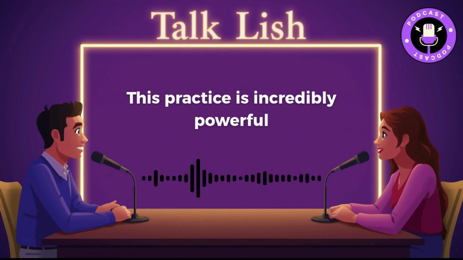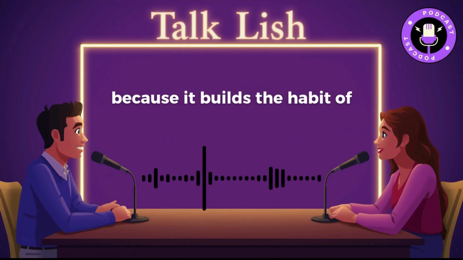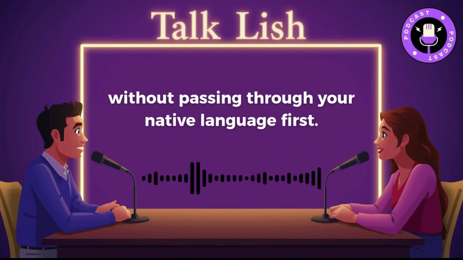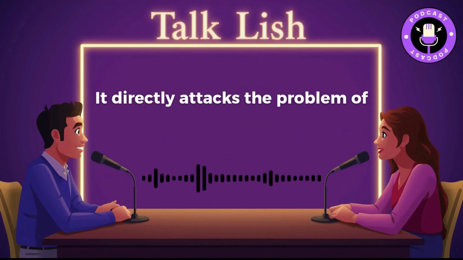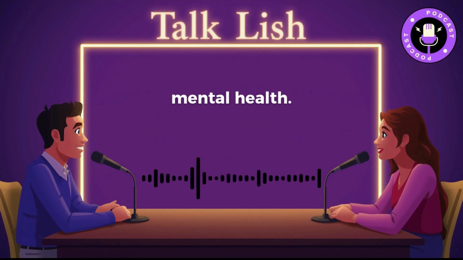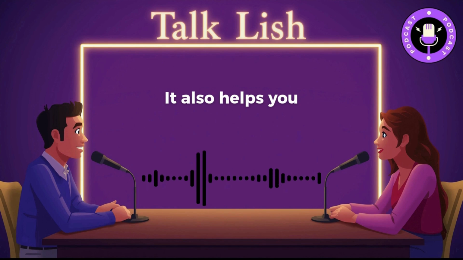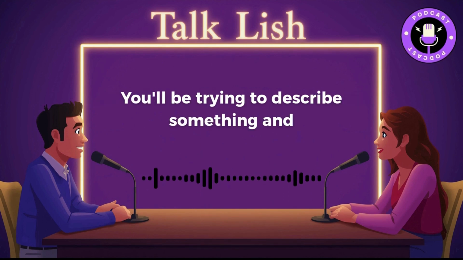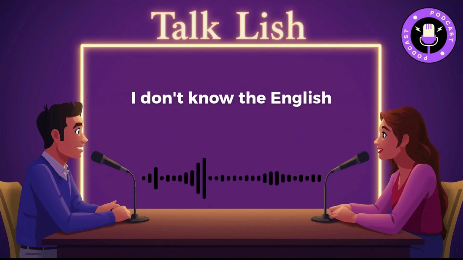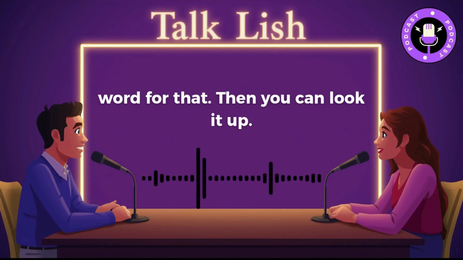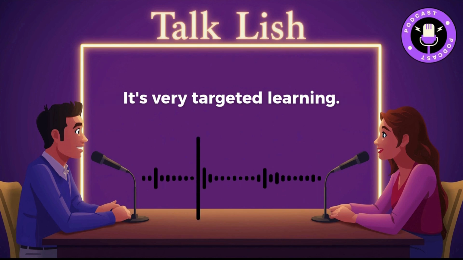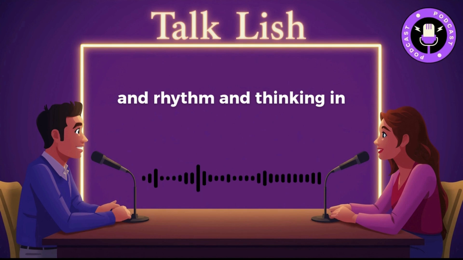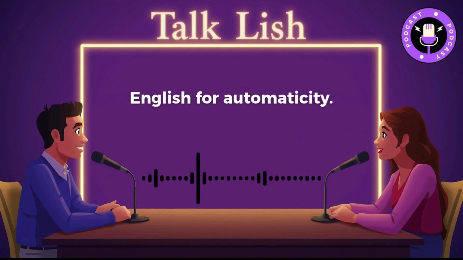This practice is incredibly powerful because it builds the habit of retrieving English words and structures directly, without passing through your native language first. It directly attacks the problem of mental translation, and it also helps you identify gaps in your vocabulary. You'll be trying to describe something and realize, I don't know the English word for that. Then you can look it up. It's very targeted learning. So we have shadowing for pronunciation and rhythm, and thinking in English for automaticity.